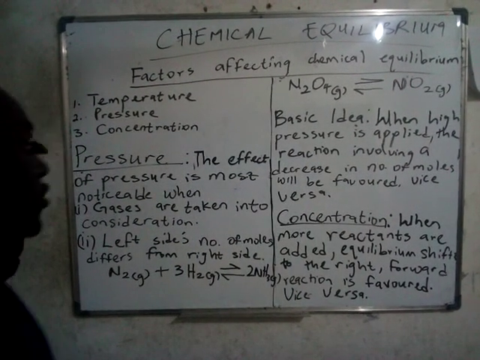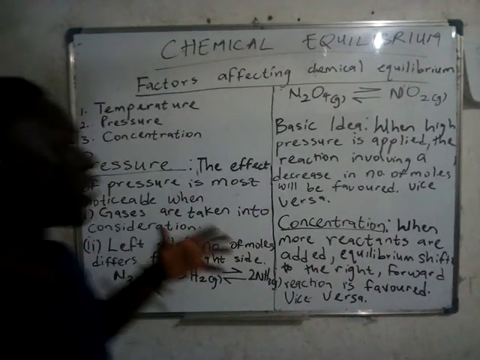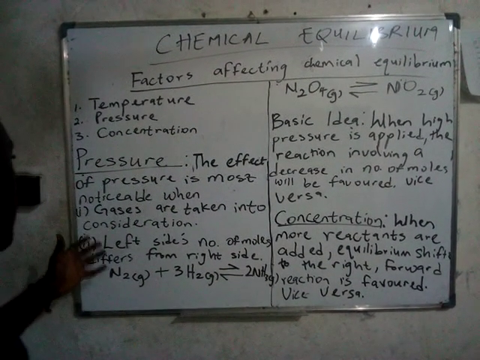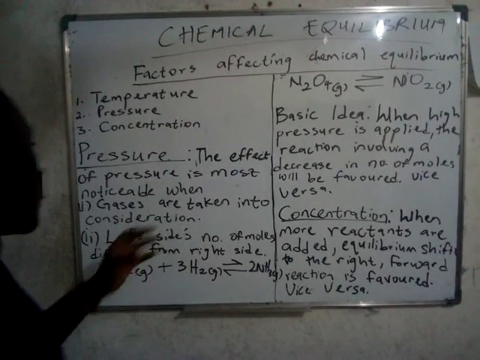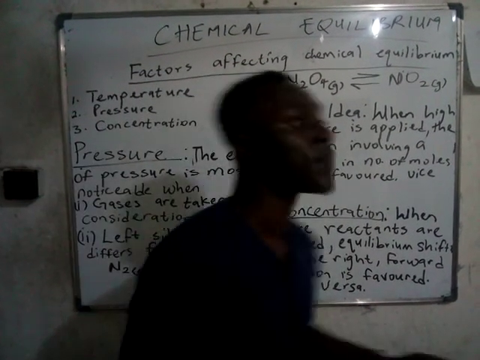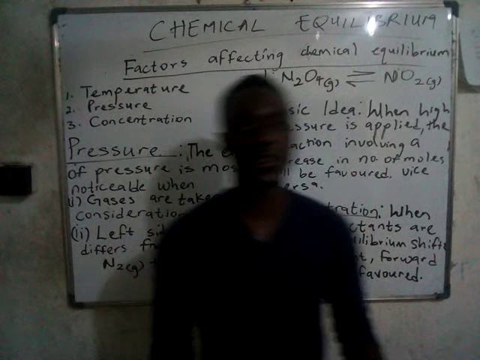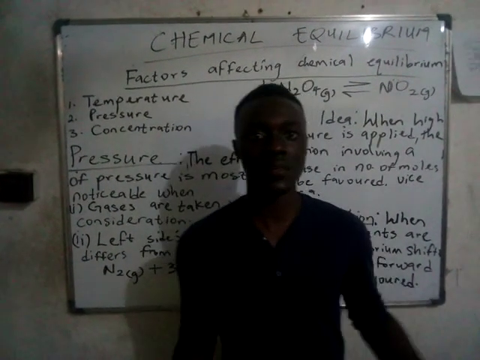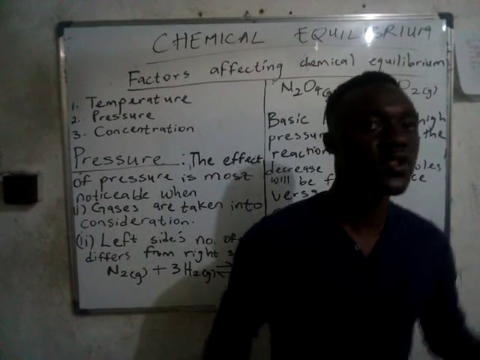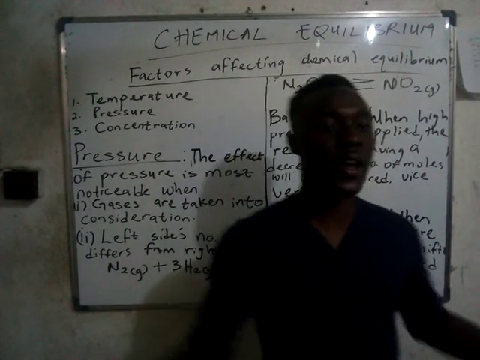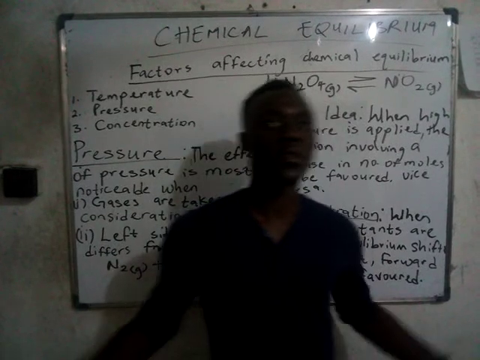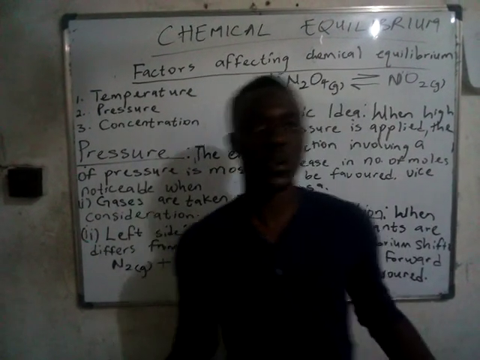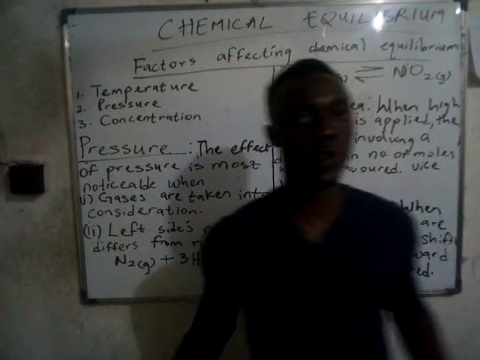Now, for pressure, from what is written here, we see that the effect of pressure is most noticeable when gases are taken into consideration. That is the first one. Now we know that pressure greatly affects the behavior of gases. We are often familiar with terms like compression of gases into certain pressures of, let's say, 2 atm, or based on units, let's say 800 millimeters of mercury, various pressures.